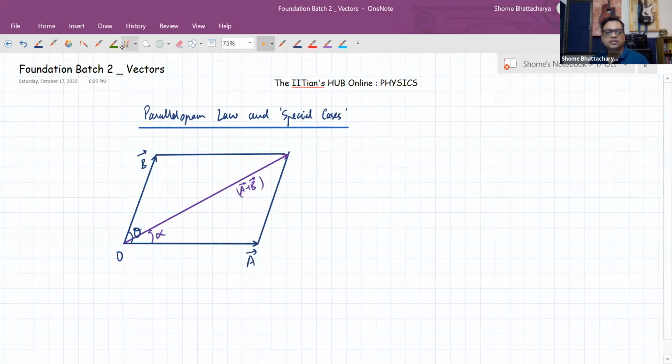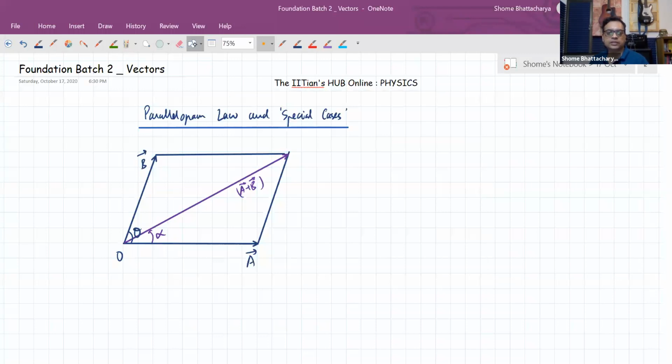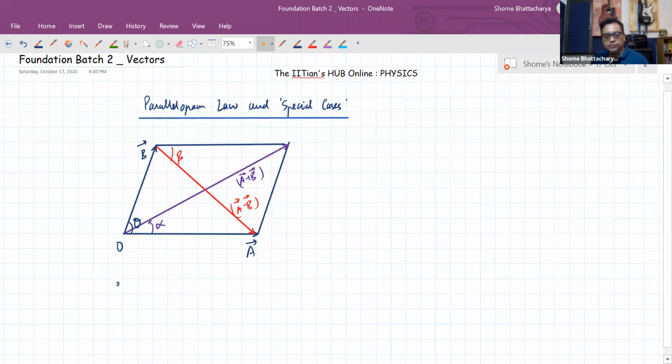And the secondary diagonal, which is from the head of one vector to the head of the other vector, becomes the difference of the two vectors, and this angle becomes the beta over here. So the rest of the formula is the same as what you're used to, the triangle law formula, etc. But more importantly, the special cases of this that we saw.